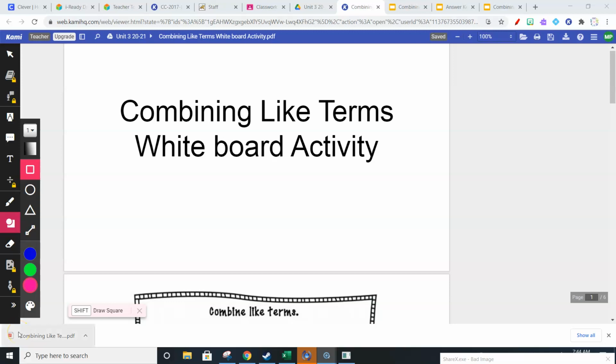Okay, so we're going to do a combining like terms whiteboard activity to kind of just go over what we did in our instructional book. So I want you to go ahead and take out your yellow folder with your dry erase marker. If you don't have that, then on a loose leaf sheet of paper is where you will do this activity. Okay, we're going to do 5 problems together, to kind of make sure that you're understanding and you can combine these like terms.